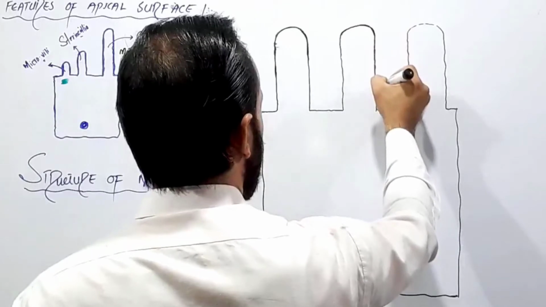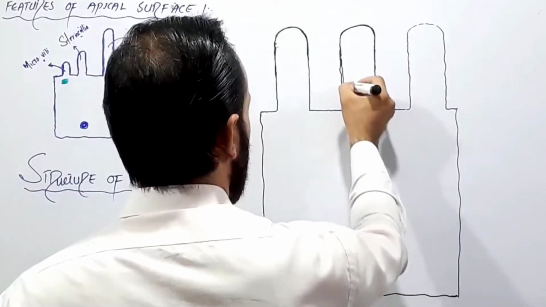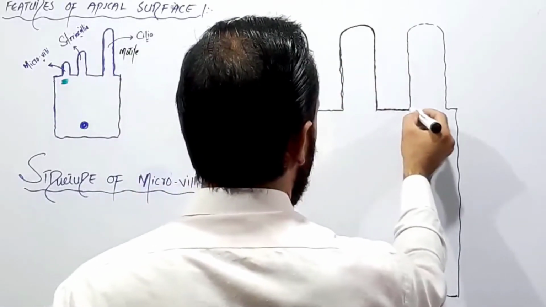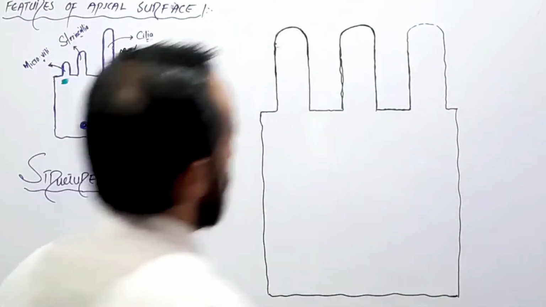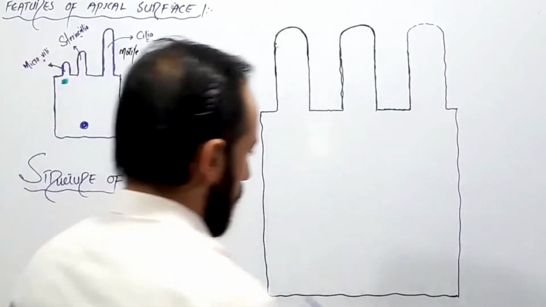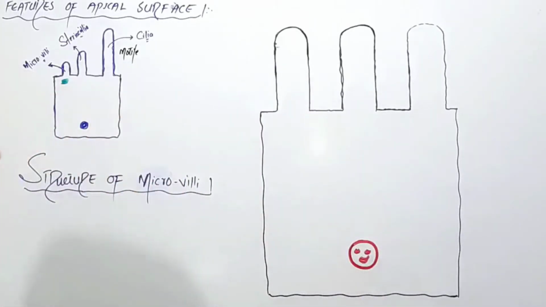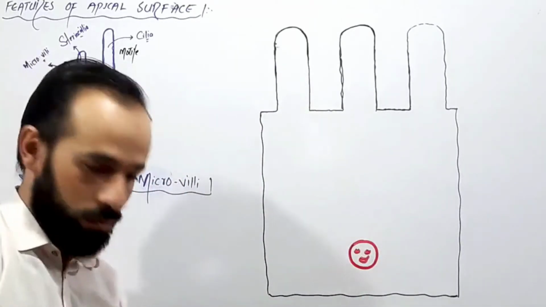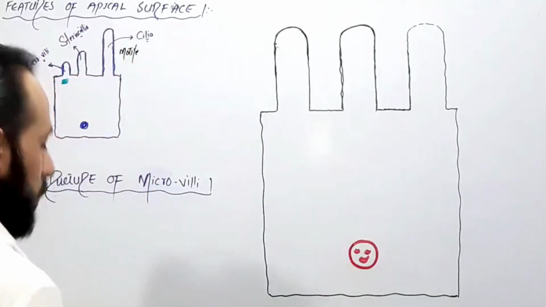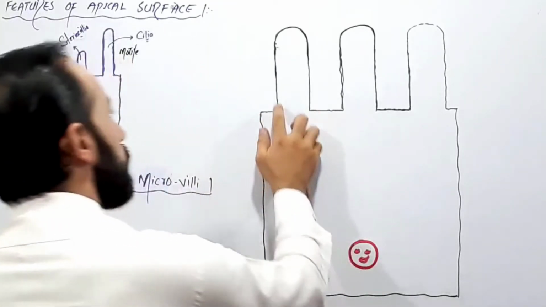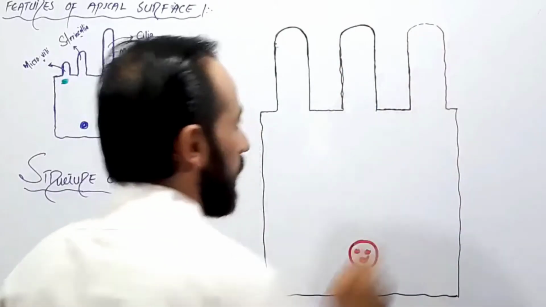So these that I have drawn are called the microvilli, right? This is the epithelial cell. This is the nucleus of the cell. He is very happy because we are going to discuss this cell. Now look carefully. These are the upward projections of the cell membrane, right?